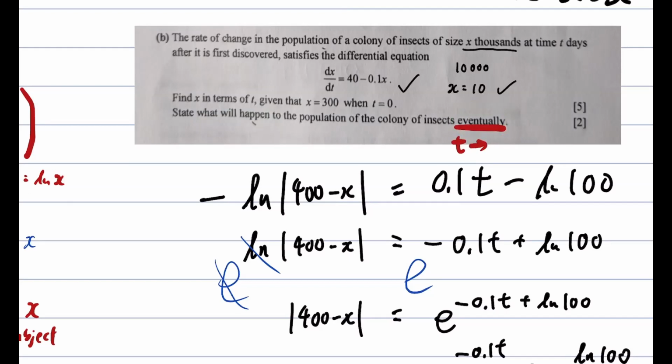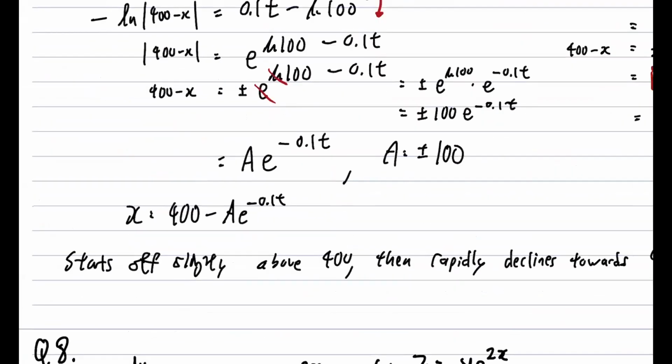Eventually, in the future. Oh, infinity. Positive infinity means a very, very big, large positive number. So basically in the future, t gets very, very big. Okay, positive big. So let's see what happens.